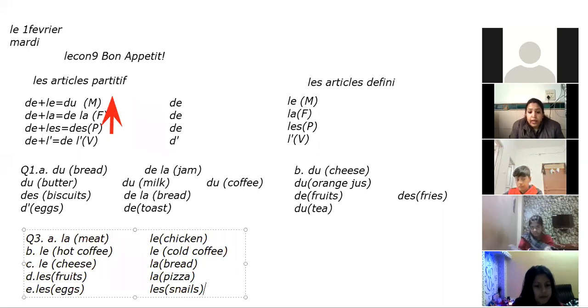Okay, now in question number 4 you have to fill these two together. Article definite or partitive. Now you are going to identify. You people can raise your hand to give the answer if you want.